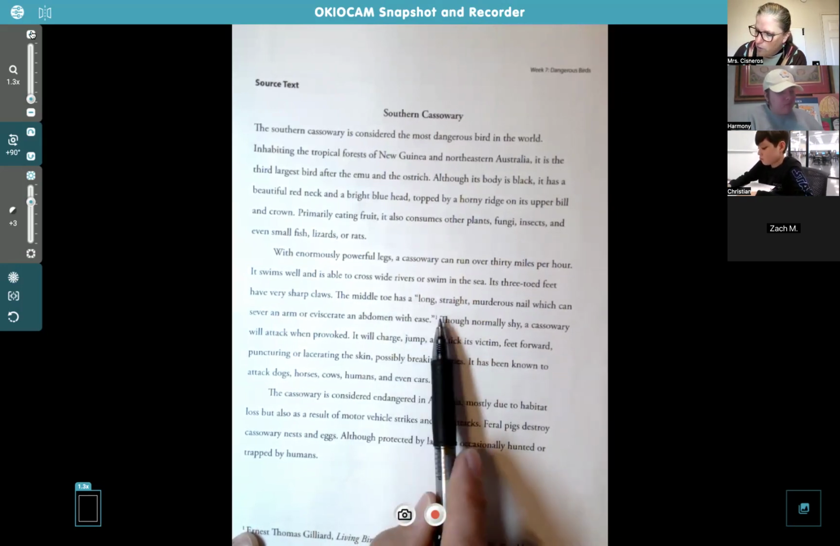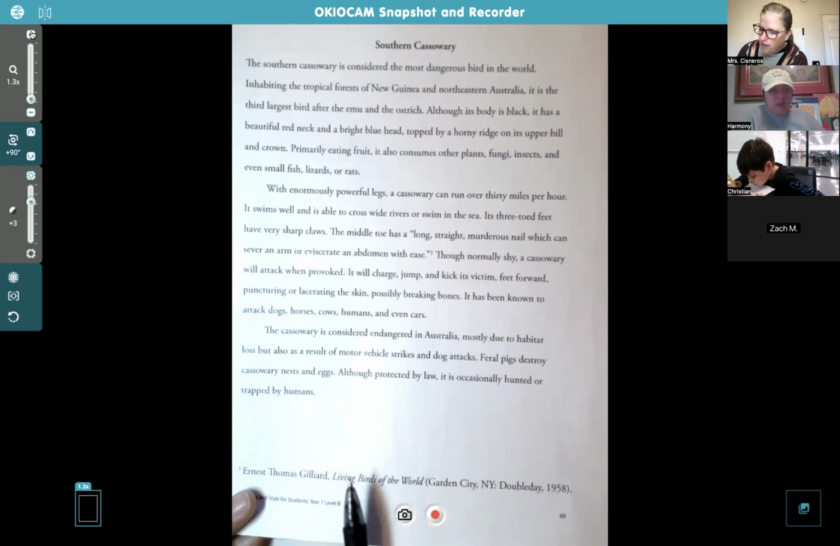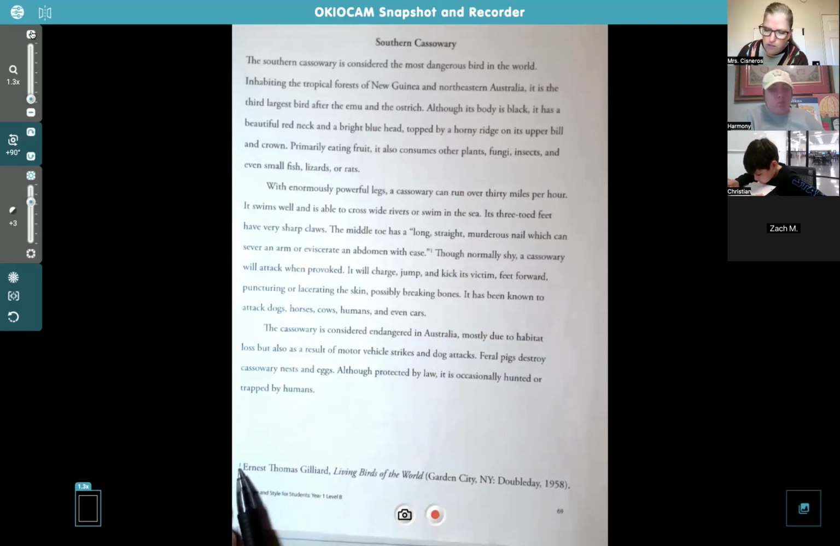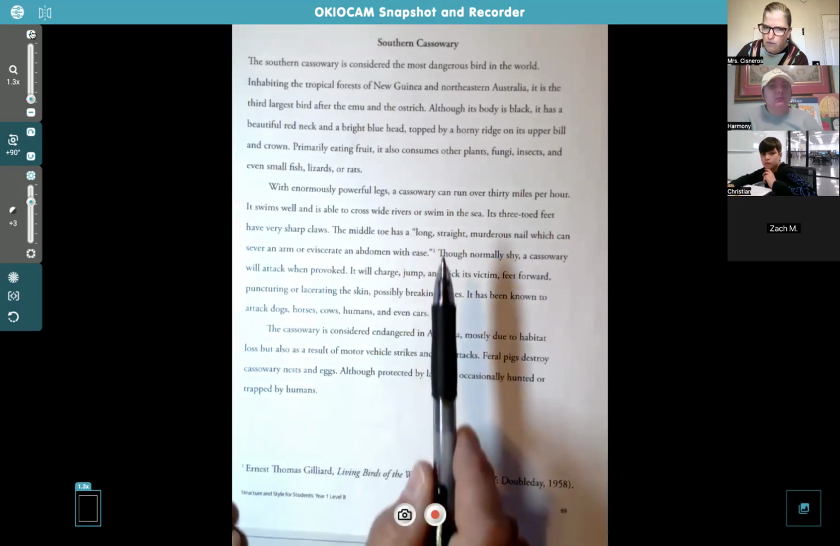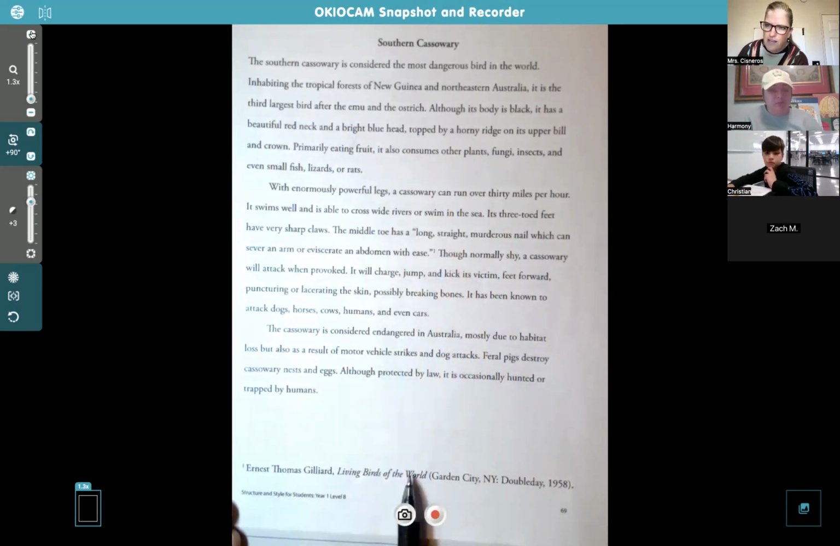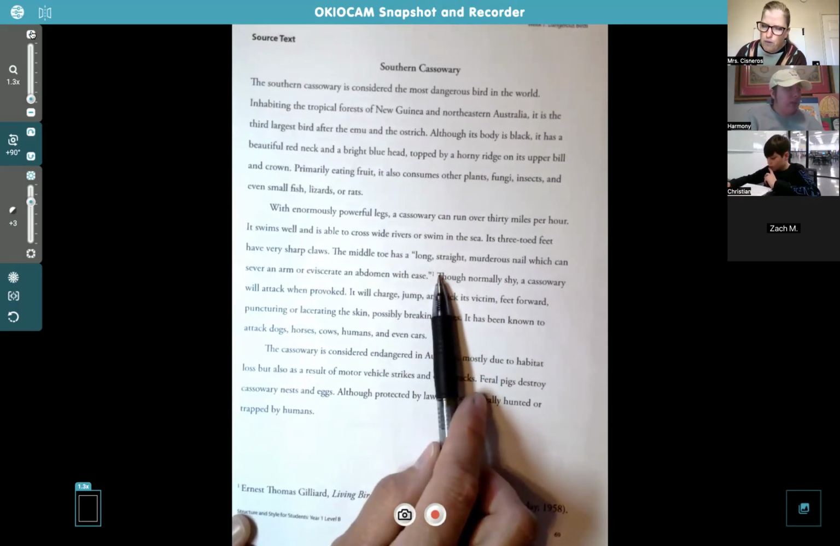Did you guys notice that these are in quotes? Nobody's speaking here, but there is a little footnote. That little tiny number 1 is a footnote. It means that at the bottom of your page, you see where that little 1 is down here. It says Ernest Thomas Gilliard, Living Birds of the World, Garden City, New York, Doubleday, 1958. That's called a reference. That's a book. So basically, they're telling us that that information came from a book, and here's the author. In case you want to go to the library and check this book out and find out more information, you can. So they're referencing right here. Okay, I'm going to keep going.